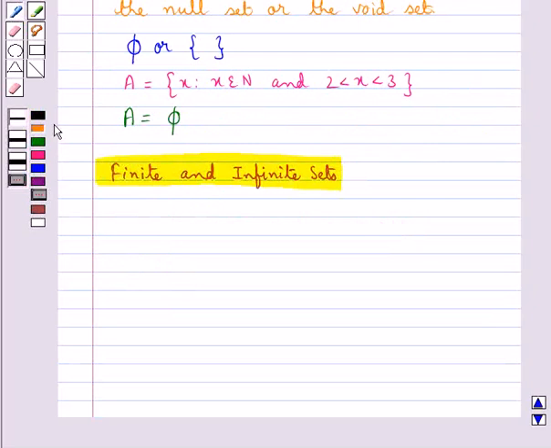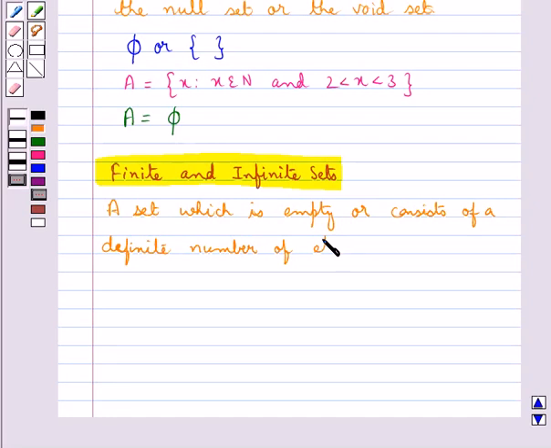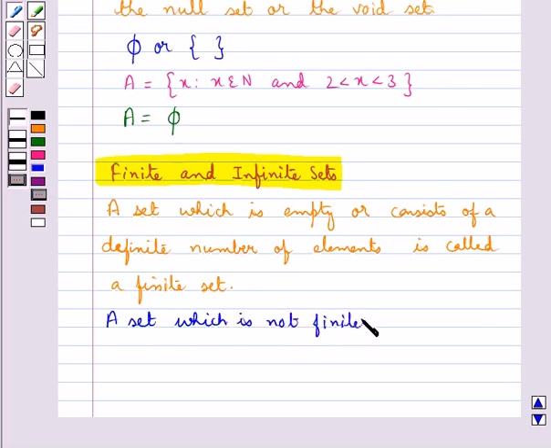Next are finite and infinite sets. A set which is empty or consists of a definite number of elements is called a finite set, and a set which is not finite is called an infinite set.